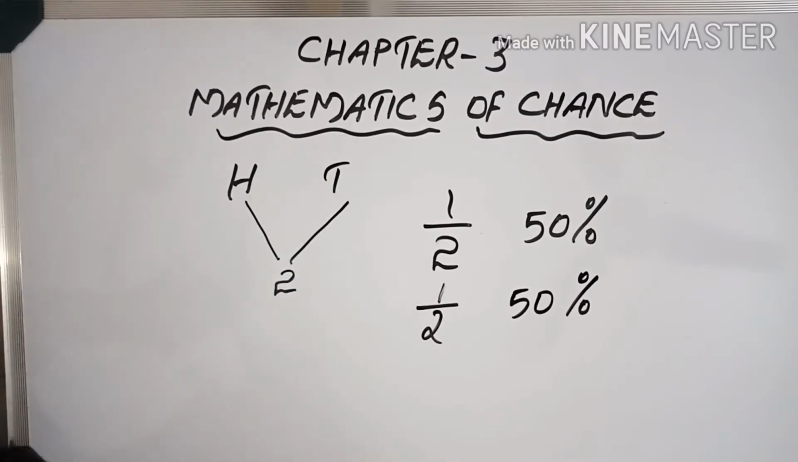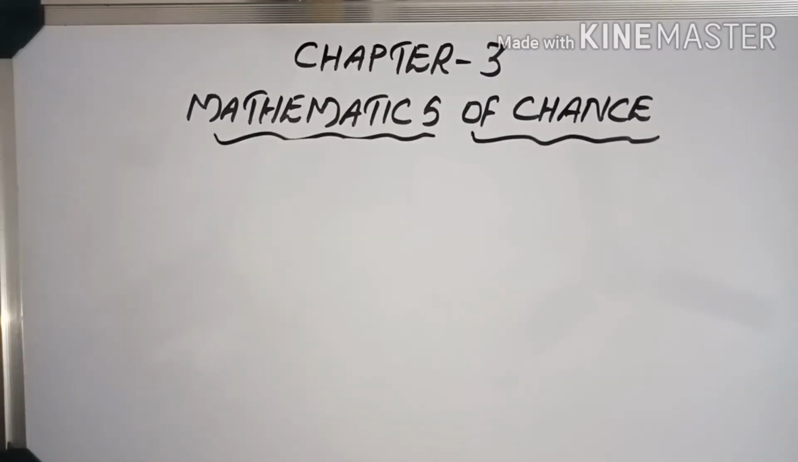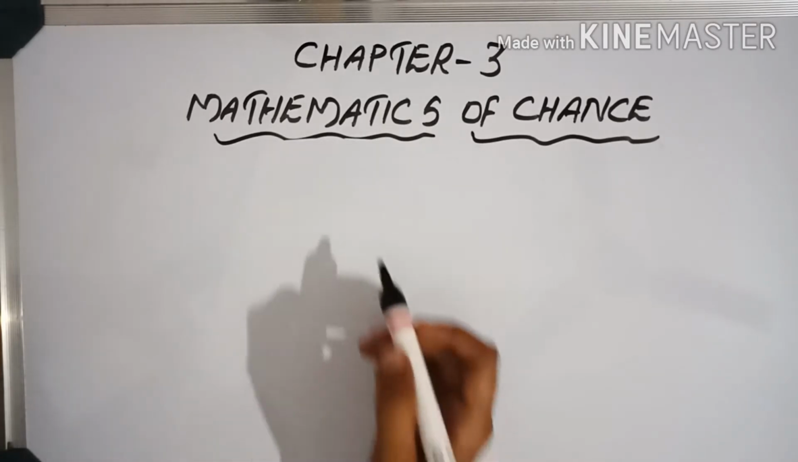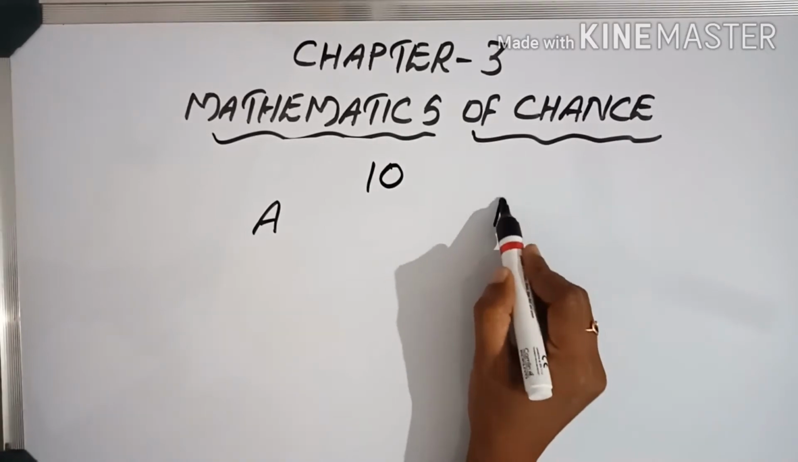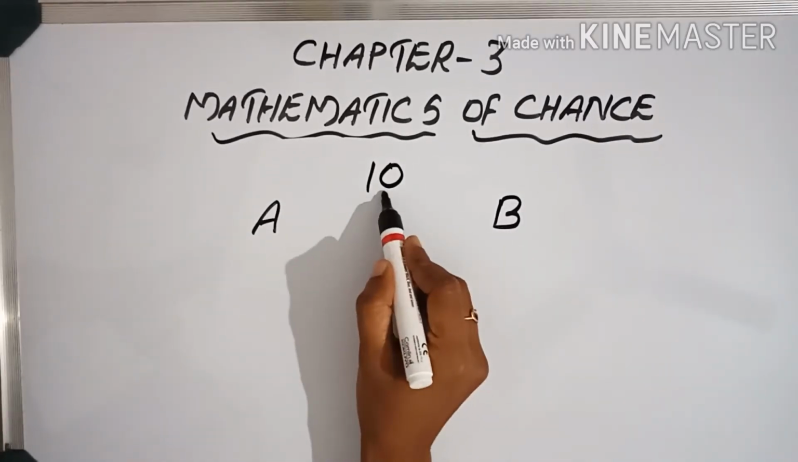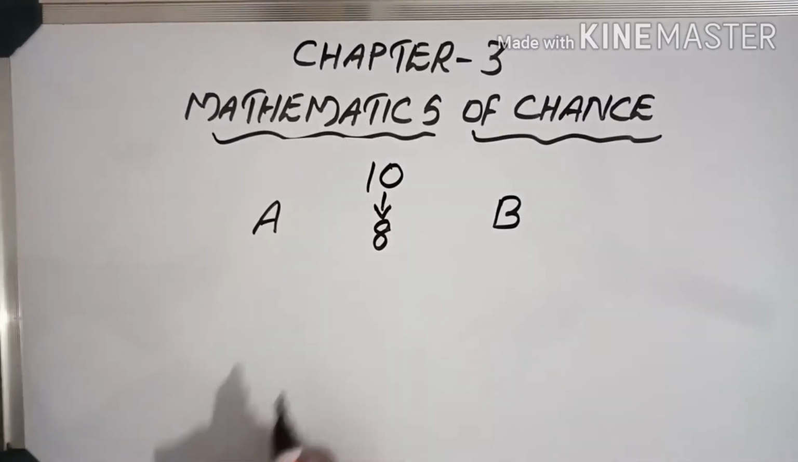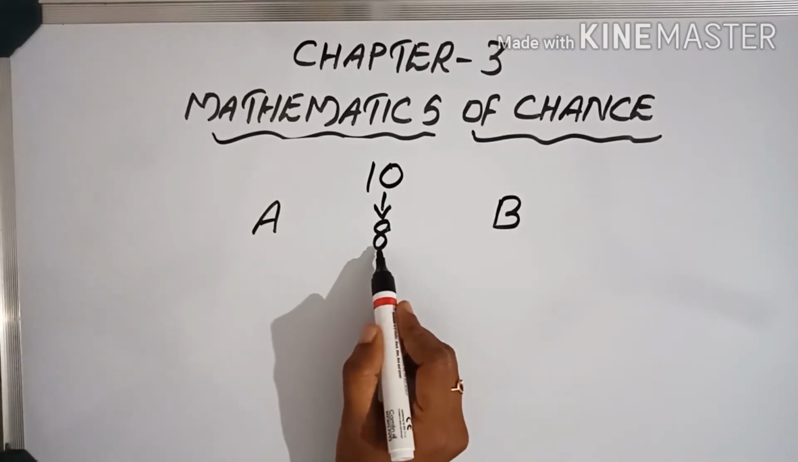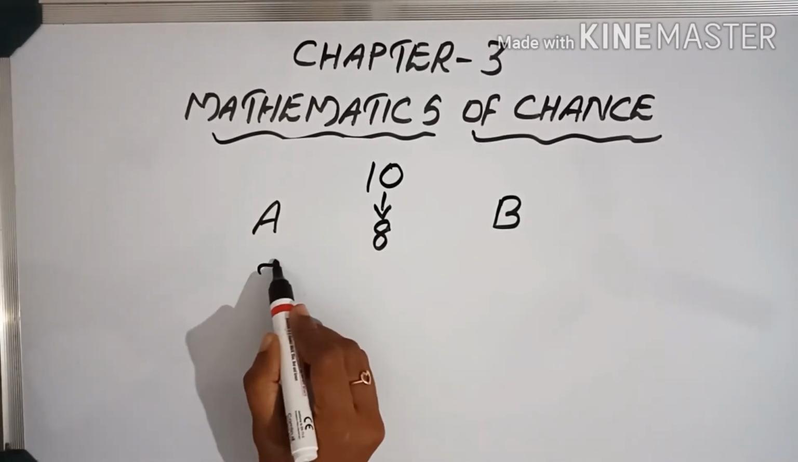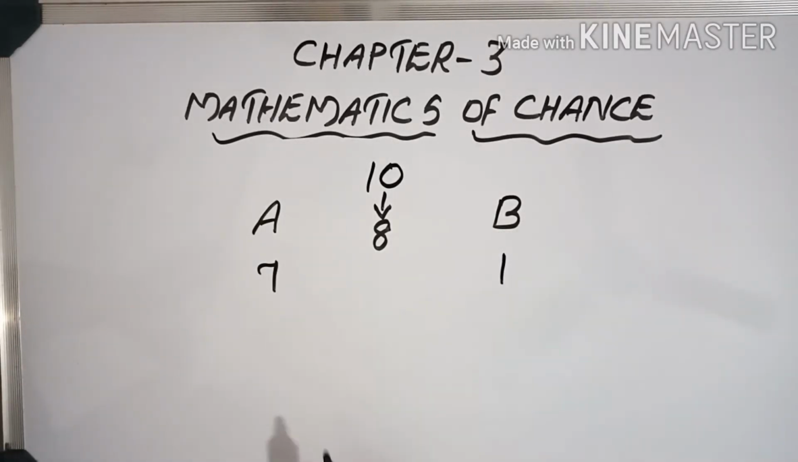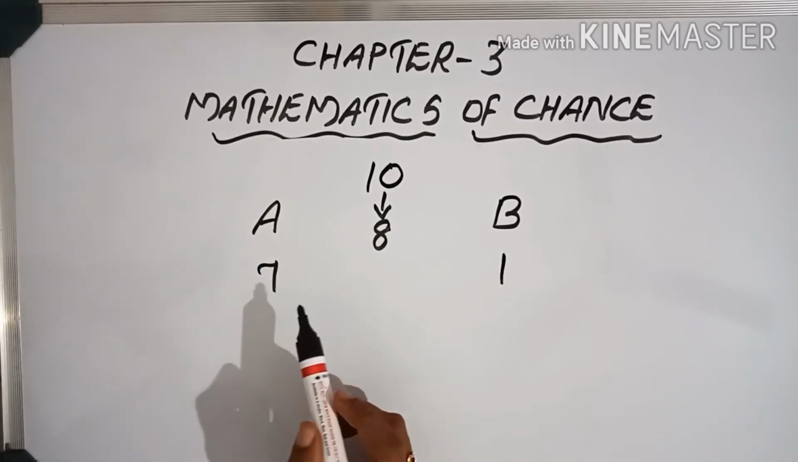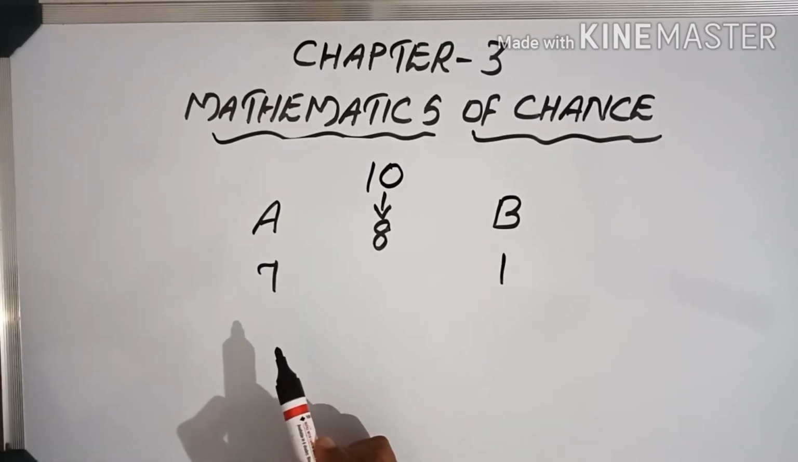Let's consider another example. In our school group, a quiz competition is going on. Total 10 questions are there and two groups are there, A group and B group. After completing 8 questions, A group scores 7 marks and B group scores 1 mark. Two more questions are there, but here which group has more chance to win?